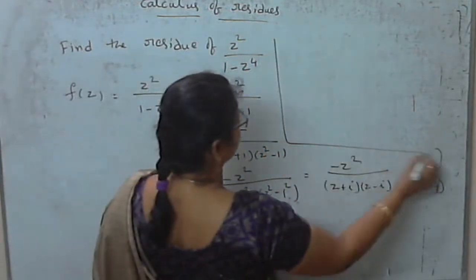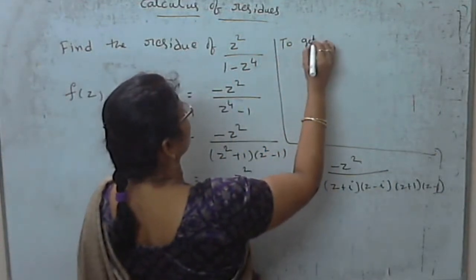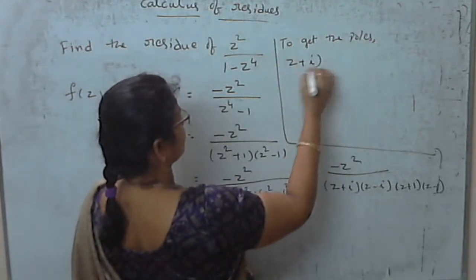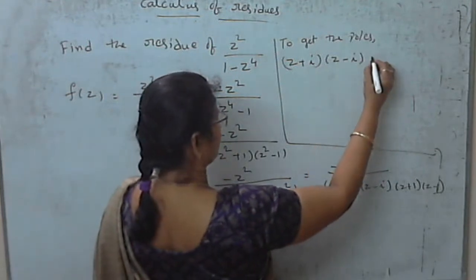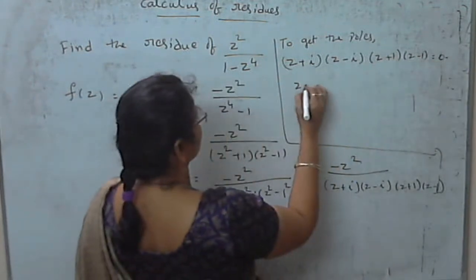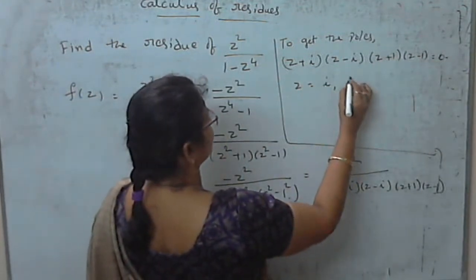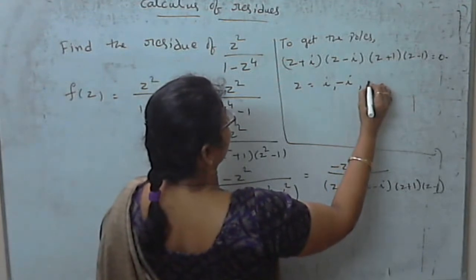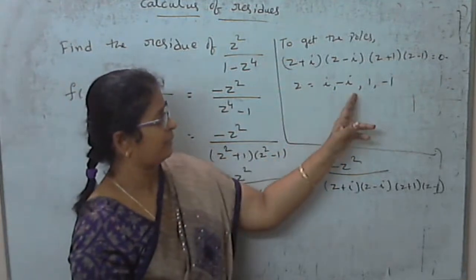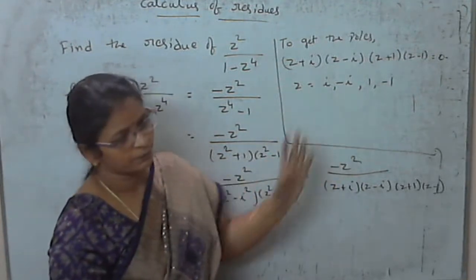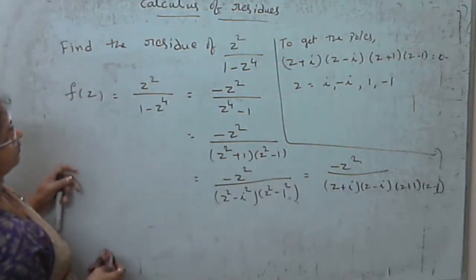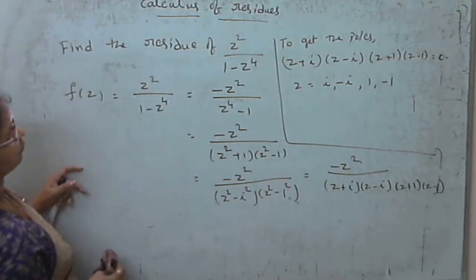So the denominator is z plus i, z minus i, z plus 1, z minus 1. To get the poles, let the denominator equal to 0. Z plus i into z minus i into z plus 1 into z minus 1 equal to 0. So z equal to plus i, minus i, plus 1, minus 1. So there are 4 poles: plus 1, minus 1, plus i, minus i. These are all simple poles. So you have to find the residue at each pole.